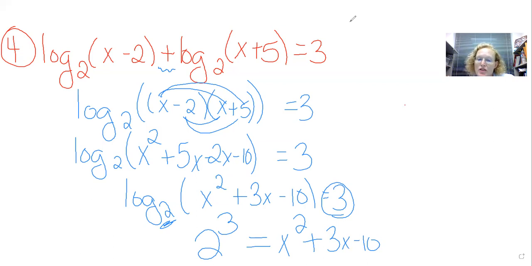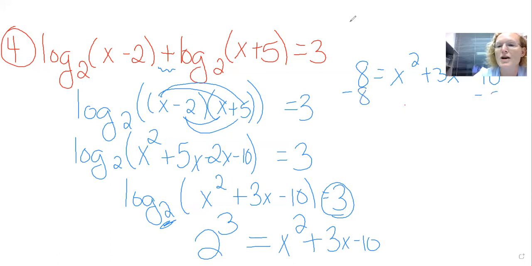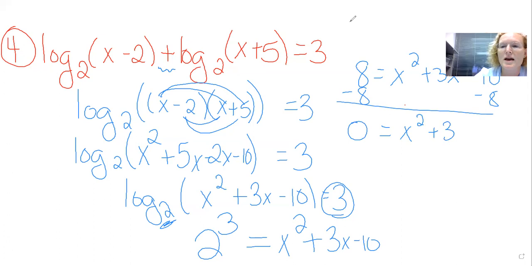Now, 2 to the 3rd, if you'll remember, means 2 times 2 times 2. So 2 times 2 is 4, times another 2 is 8. So what I'm going to do is write that down. What I have now is 8 equals x squared plus 3x minus 10. And if you'll remember, this is a quadratic equation. A quadratic equation can only be solved when one side equals 0. So we're going to subtract 8, and we get 0 equals x squared plus 3x minus 18.